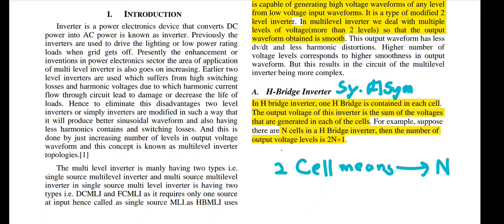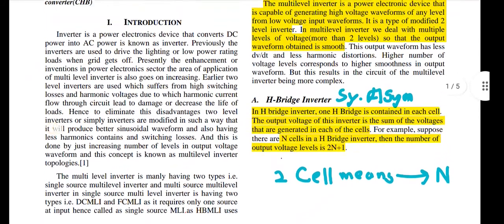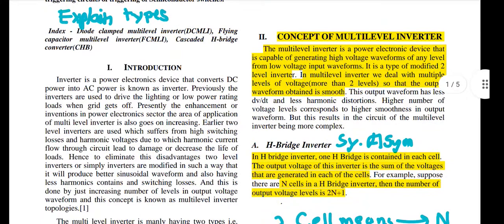Multi-level inverters are classified into two types: single source multi-level inverter and multi-source multi-level inverter. In single source multi-level inverter we have two types, that is diode clamp multi-level inverter and flying capacitor multi-level inverter. And in multi-source inverter we again have two types, that is symmetrical H bridge multi-level inverter and asymmetrical H bridge multi-level inverter.